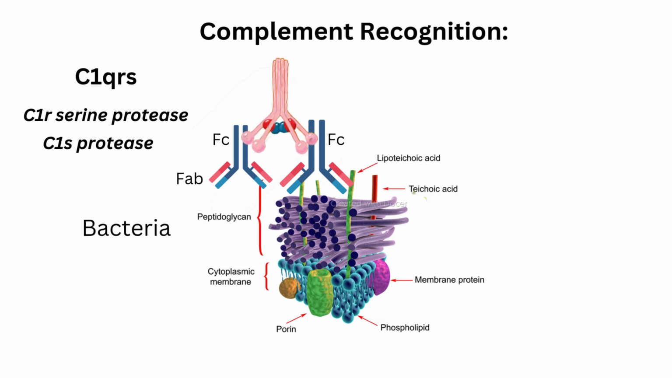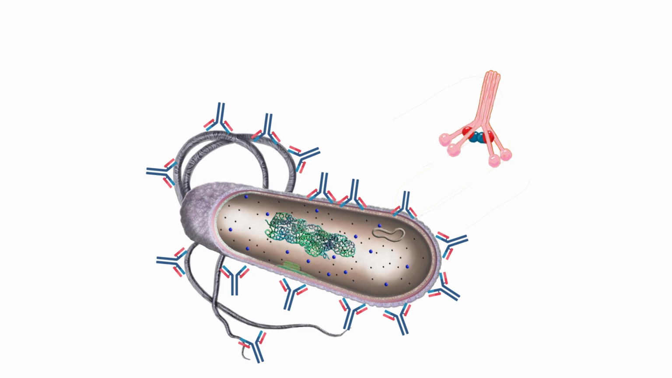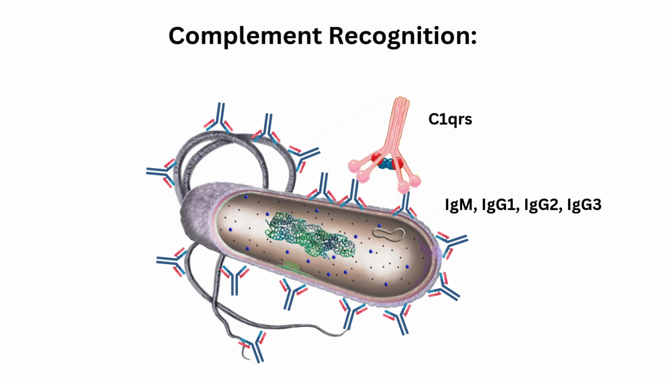The function of the C1q is to bind to the Fc portion of the antigen antibody complexes, while C1s and C1r are serine proteases to activate the cascade. The term complement fixation means that immune complexes bind complement at the C1q Fc portion, and these antibody complexes are IgM, IgG1, IgG2, and IgG3.